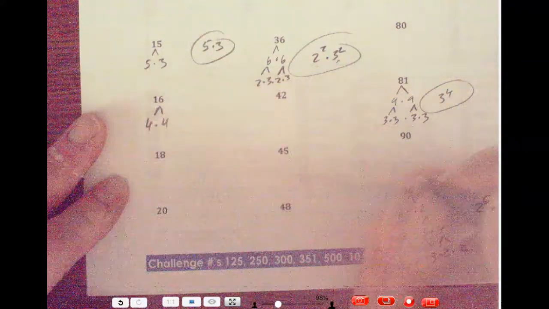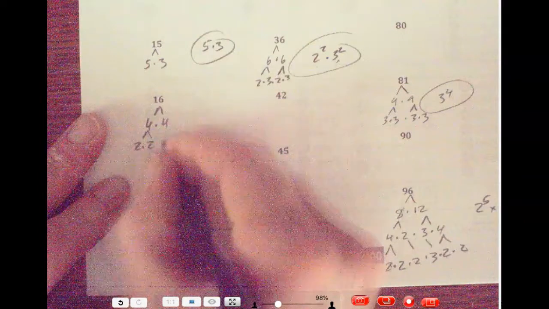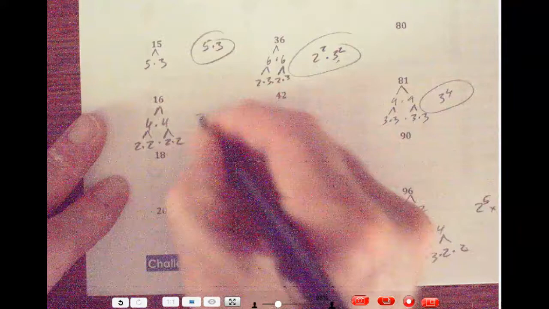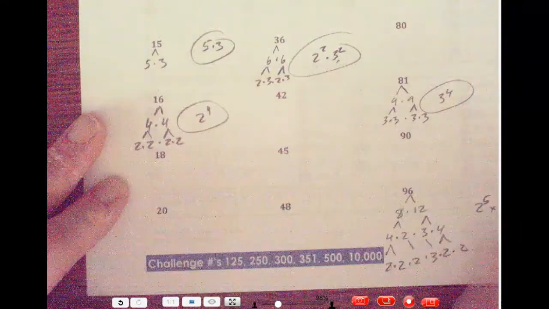5 times 3. 16, that's a square number, so that's 4 times 4. But neither of those are prime, so I can break that down into 2 times 2. Break this guy down into 2 times 2 as well. So we have 2, and if we gather up, we got 4 of them, 2 to the fourth.